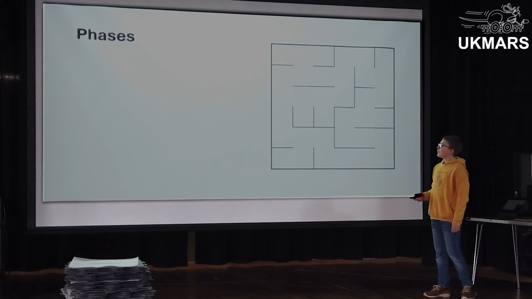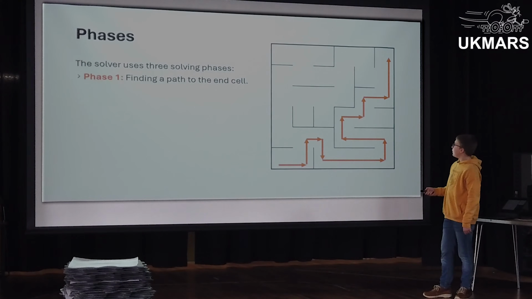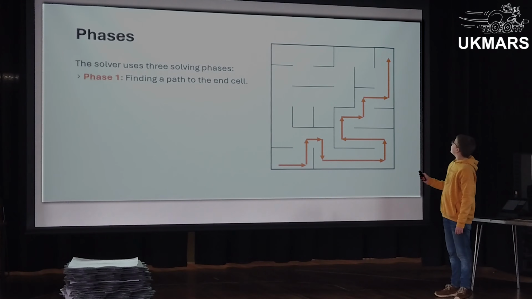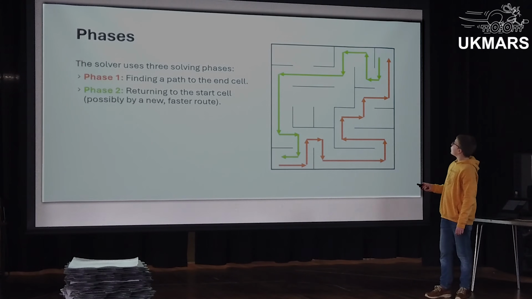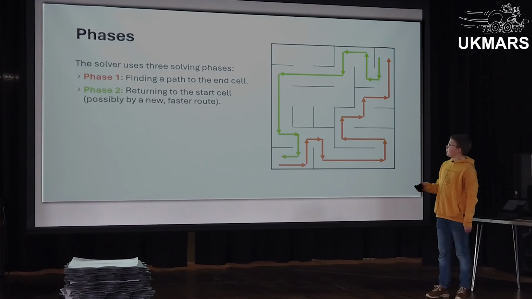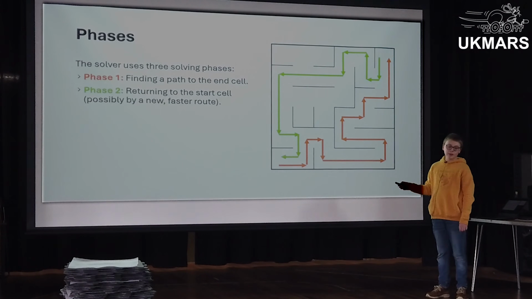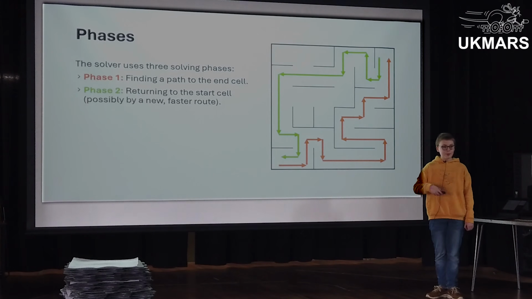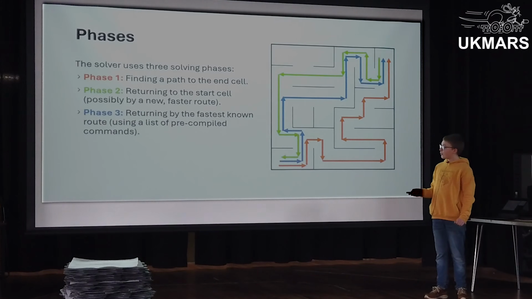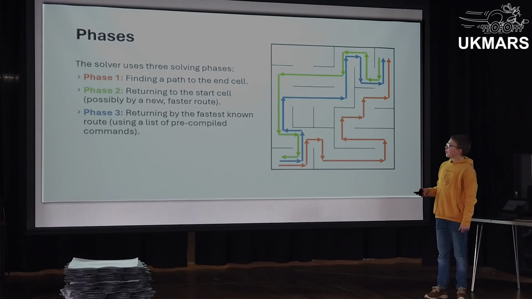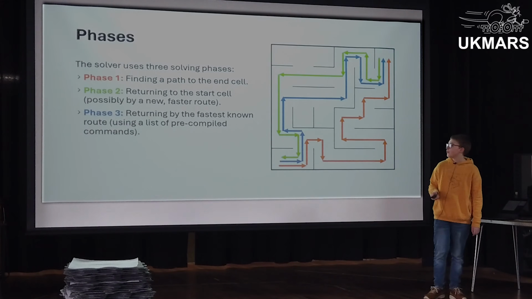So phases. The solver has 3 solving phases. The first phase finds the route to the target cell, or end cell, and then it returns to the start cell, maybe by a new and faster route. That makes sure it maximises the amount of space in the maze the robot visits. Then we have phase 3, known as the final solve, which returns by the fastest possible route, and that uses a pre-compiled list of commands.